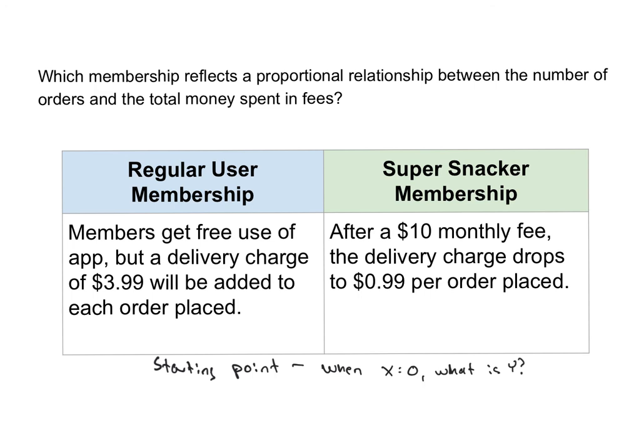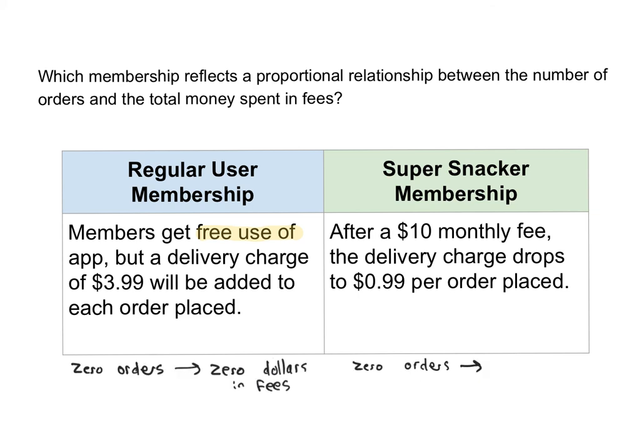As we read through our regular membership, which we now know is proportional, we see that before this person has ordered any order, they have not spent any money. They had free use of the app, which means that for 0 orders, they've spent $0. Whereas for our super snacker, before they have ordered anything, they've already spent a $10 monthly fee. So for them, 0 orders, $10.